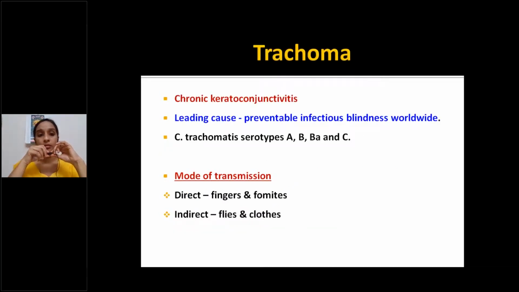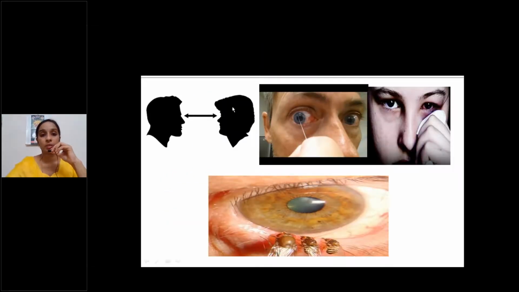Next, trachoma. It is a chronic keratoconjunctivitis. It is the leading cause of preventable infectious blindness. You see the world, right? This trachoma is the leading cause of preventable infectious blindness. Serotypes responsible for this trachoma are A, B, BA, and C. The mode of transmission is of two types: direct and indirect. Direct by contaminated fingers and vomits, and indirect by flies and clothes. See, different modes of transmission: contaminated fingers and vomits, and by flies.